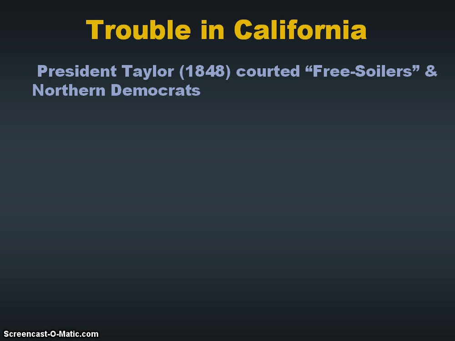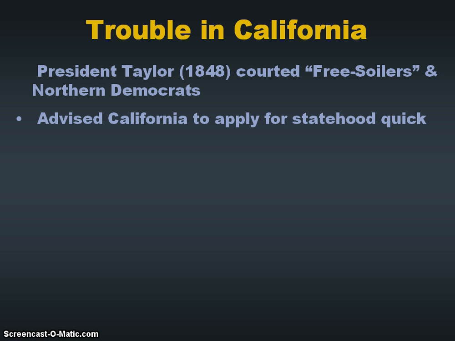Now, California, 1848, so we're at the end of the Mexican War here, and we've got President Zachary Taylor in office. Now, he is going to court Free Soilers and Northern Democrats. He's a politician, and so he's going to do what needs to be done in order to get support for what he wants to happen. Now, he is going to advise California to apply for statehood very quickly to avoid any kind of debate between free and slave state supporters, and get California entered in as a free state.